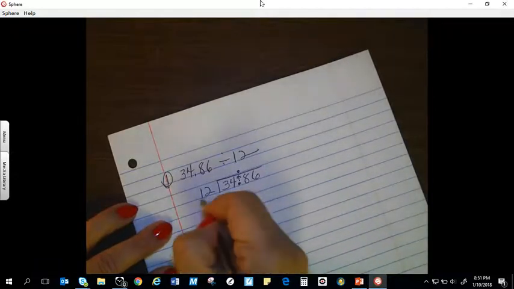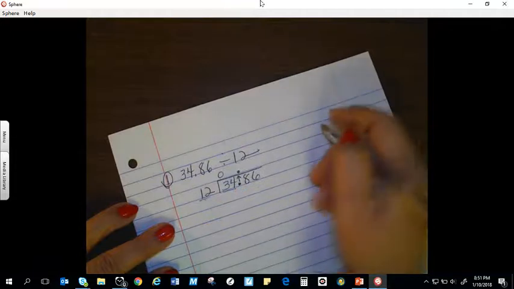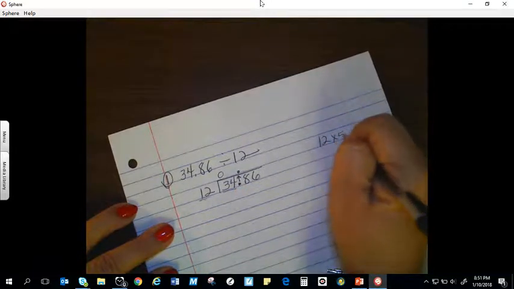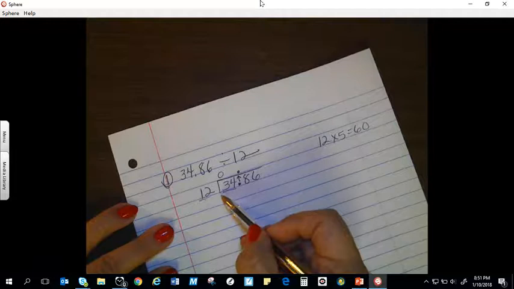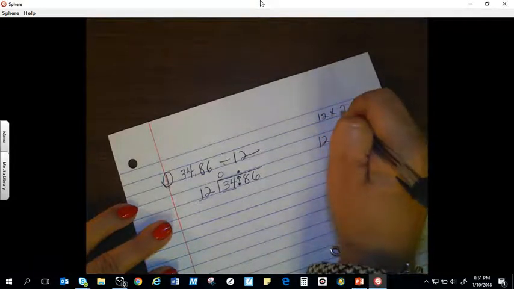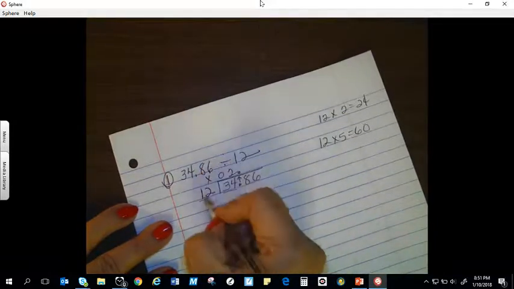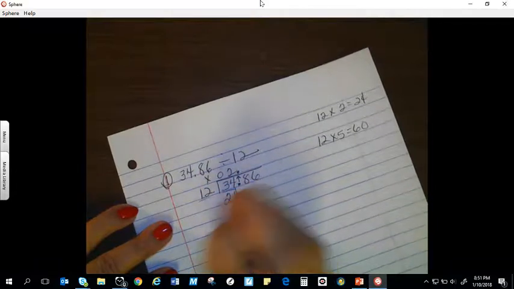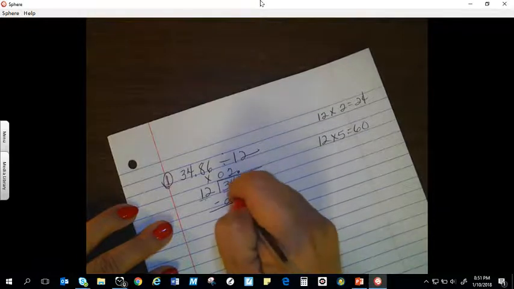So I'm going to ask myself, how many groups of 12 can go into 3? It's 0. How many groups of 12 can go into 34? And I know that 12 times 5 equals 60. So that's going to be, oops, what did I do? Well, way too big. So let me go to 12 times 2, which will be 24. That's the closest that I'm going to get to it. And so it's 12 times 2 is 24. Subtract that out. That leaves me with 4 minus 4 is 0. 3 minus 2 is 1.